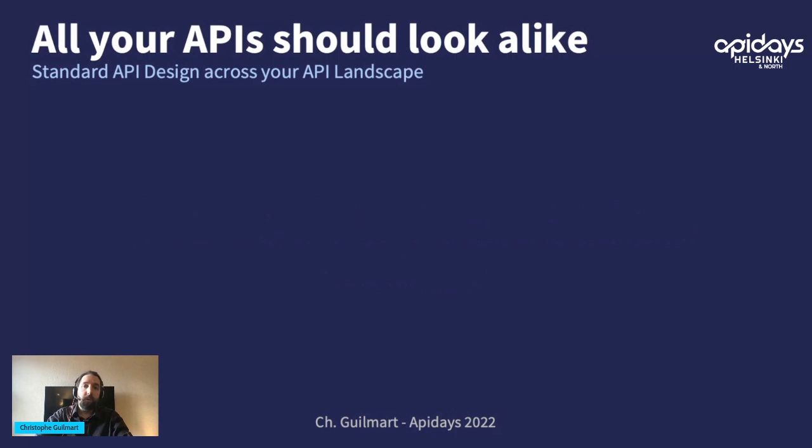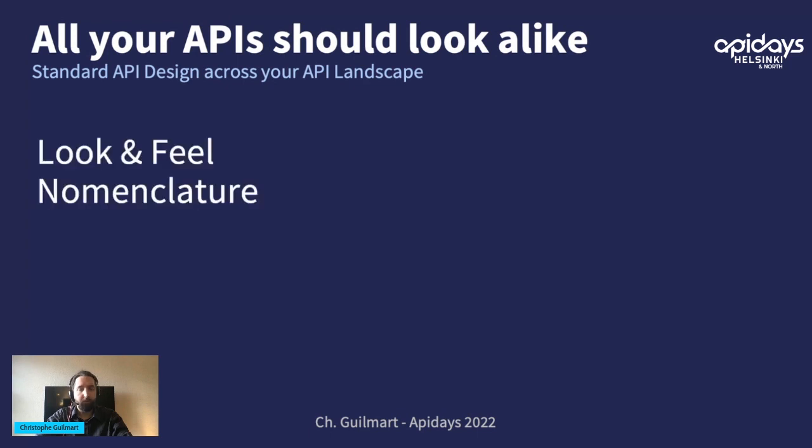The design of your API product must be consistent. Your APIs are part of an API landscape. Your consumers and clients expect a consistent look and feel and nomenclature. Always use existing RFCs and ISO standards when possible. I don't have time to go over RFCs and ISO today, but really, zero excuses. Use them and use them as intended.